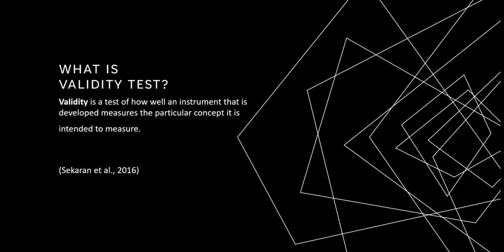As I mentioned in our previous lecture, validity is how correctly measured the items related to the objectives. So validity is a test of how well an instrument that is developed measures the particular concept it is intended to measure. So will your items be measuring your objective?